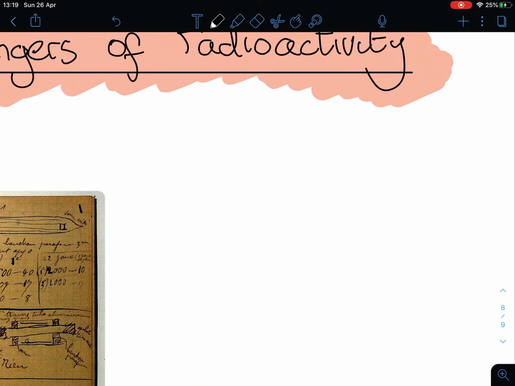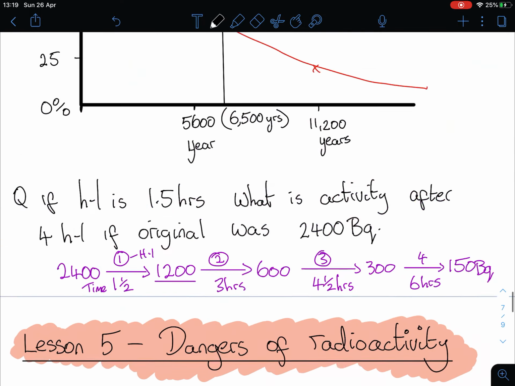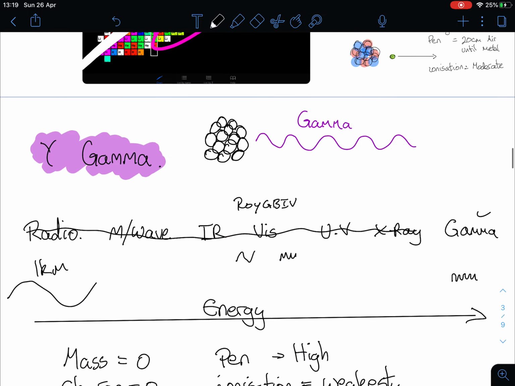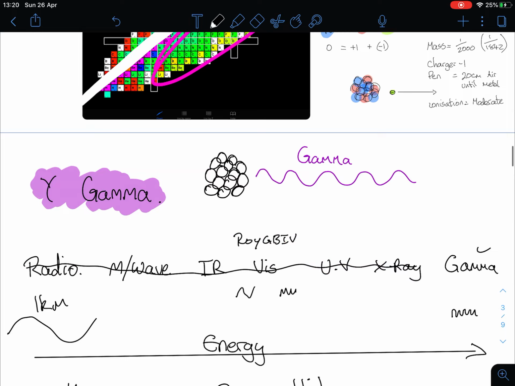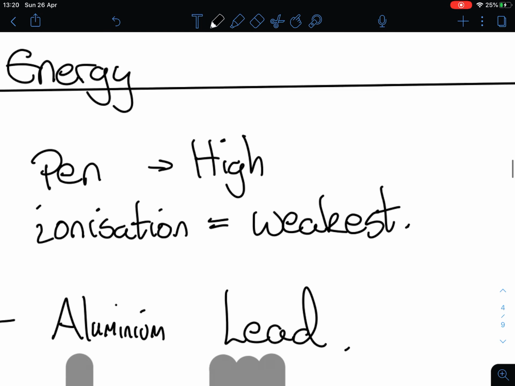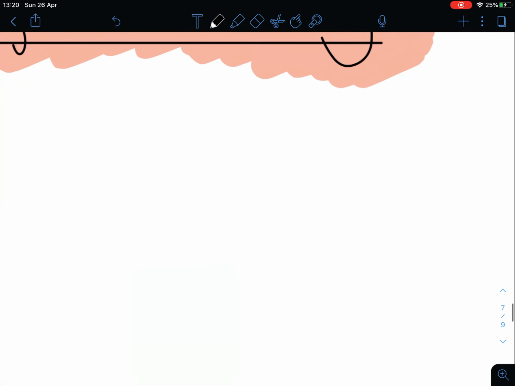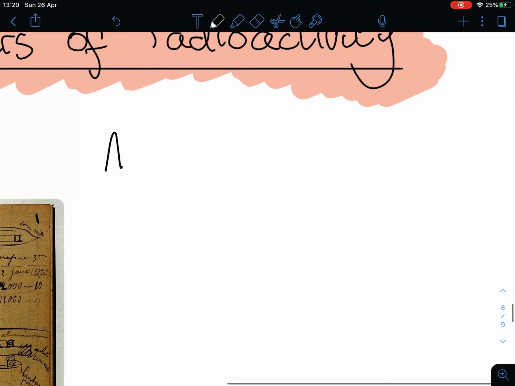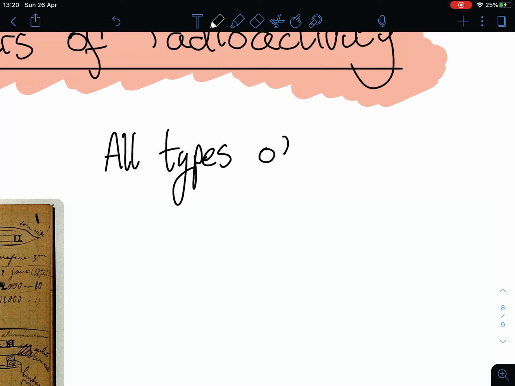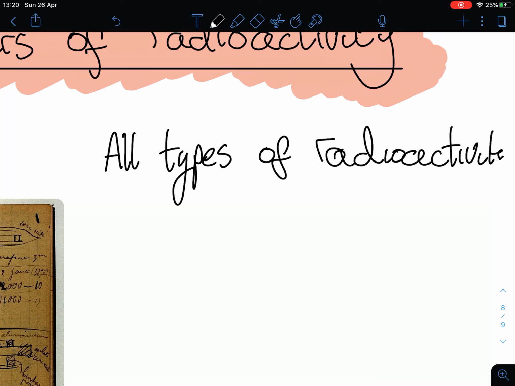So, first of all, the mechanism by which it hurts you. We spoke earlier that radioactivity is ionizing. We wrote about it here. So, it's ionizing ability, and it's the ionization that will get you. So, we'll write: all types of radioactivity are ionizing.